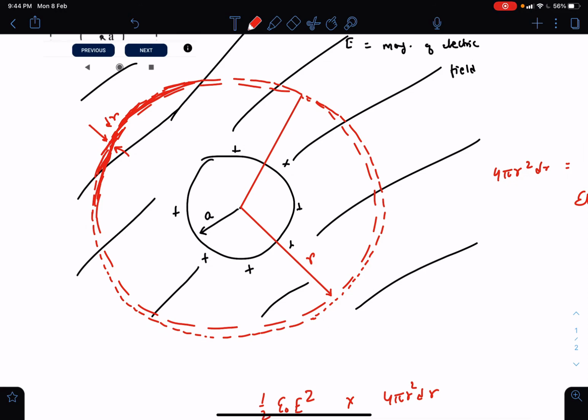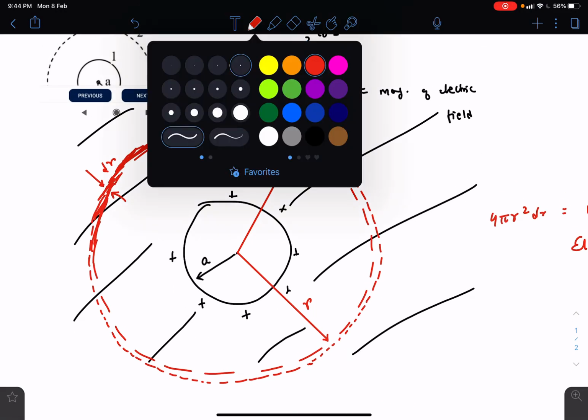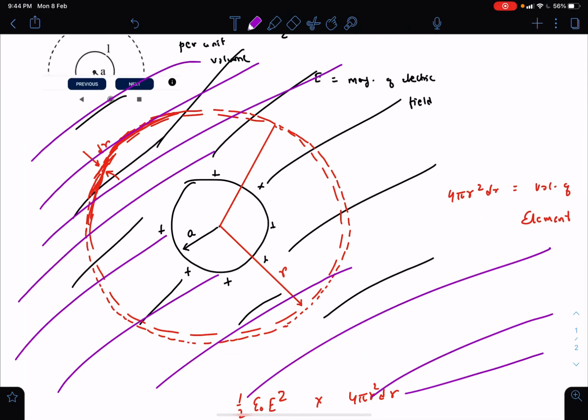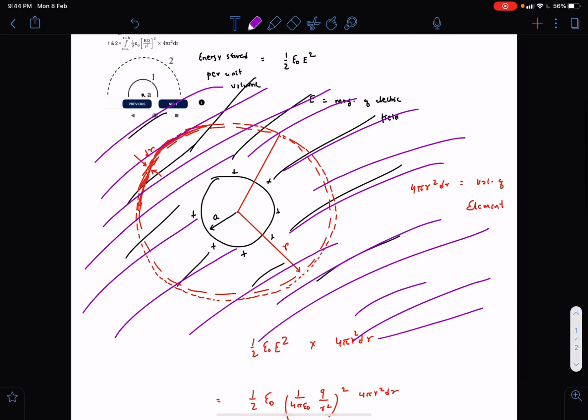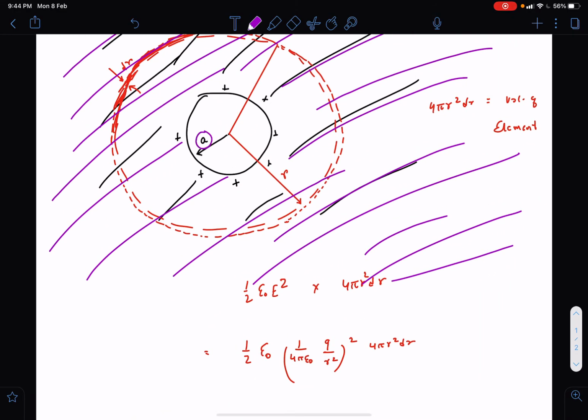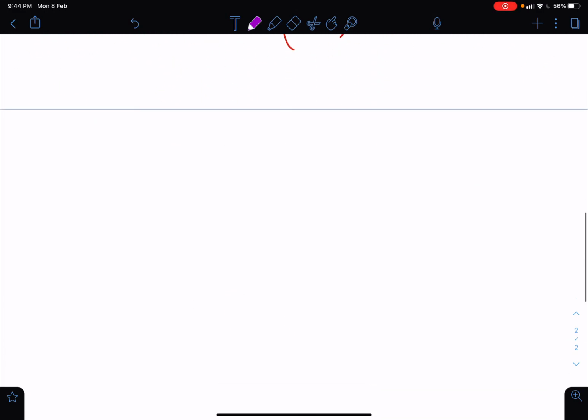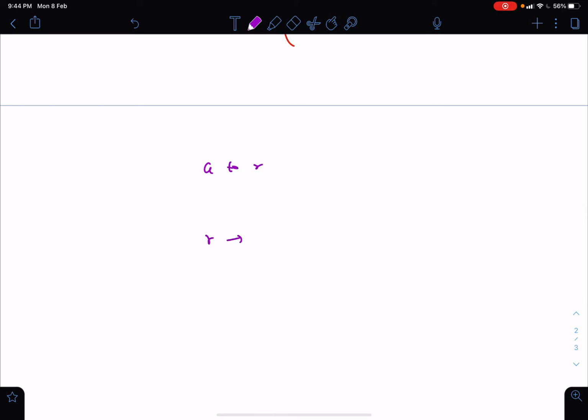Now you can take so many spheres, and the entire region can be divided into two parts. One part from A to some r, and the second one from r to infinity. So two regions, A to r and r to infinity, and we have to divide this entire volume into two regions like that, such that the energy contained in A to r is the same as the energy contained from r to infinity.